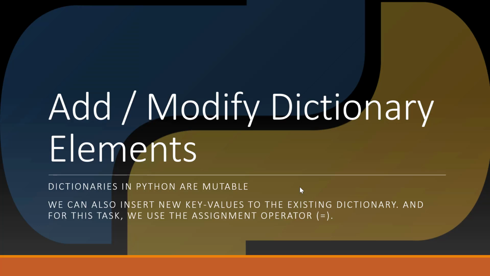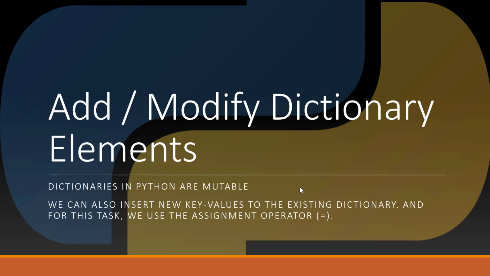So in the starting of this tutorial, we have told you that dictionaries in Python are mutable, which means we can modify the values of the dictionary. Moreover, we can also insert new key values to the existing dictionary. And for this task, we need to use the assignment operator.